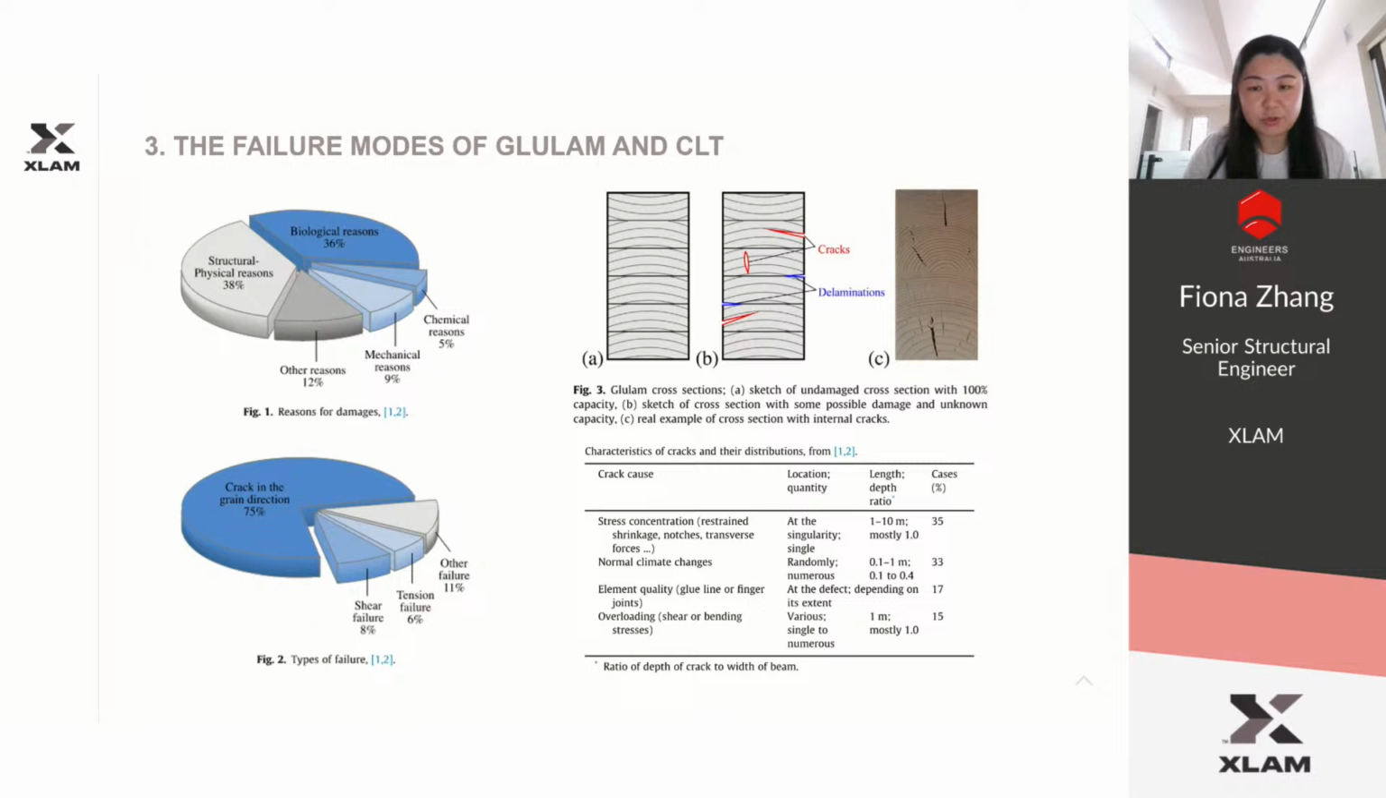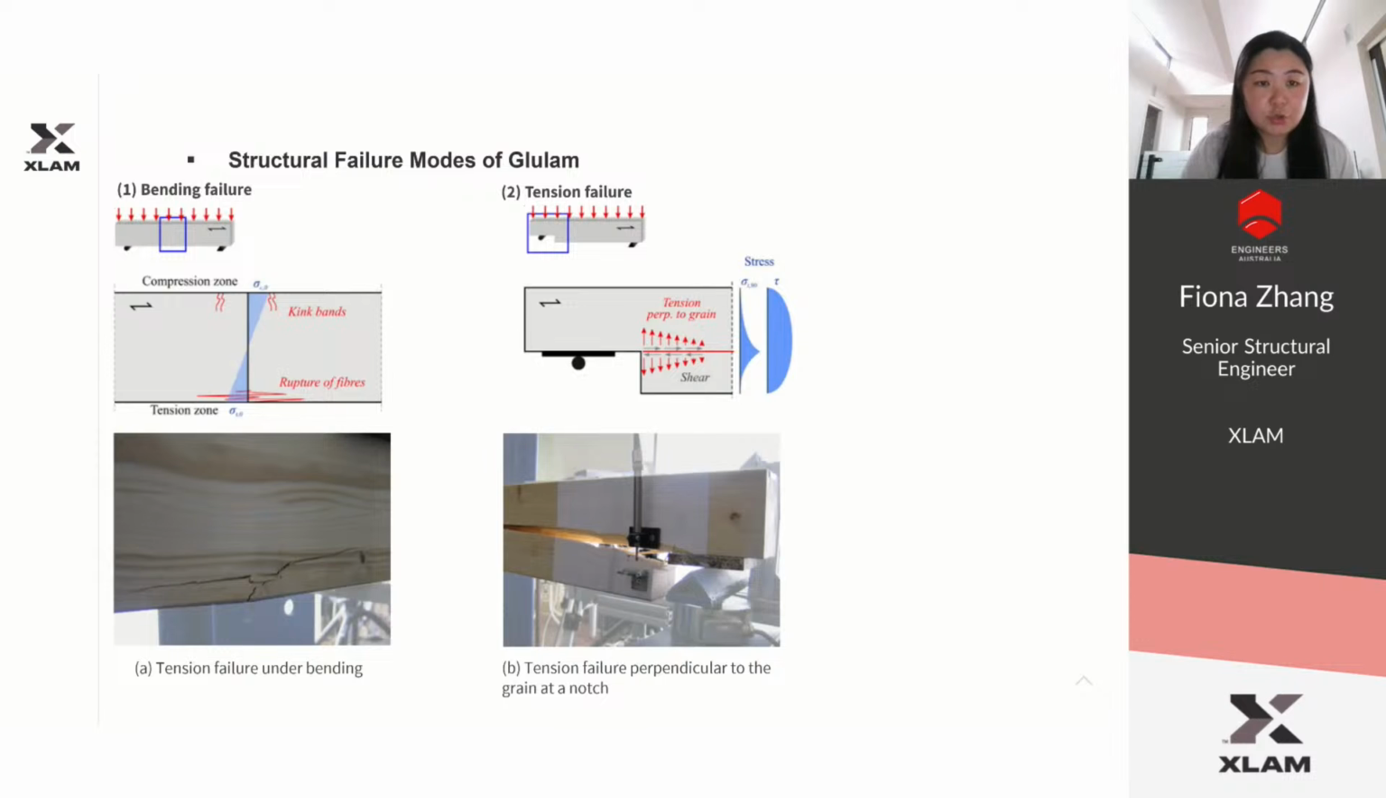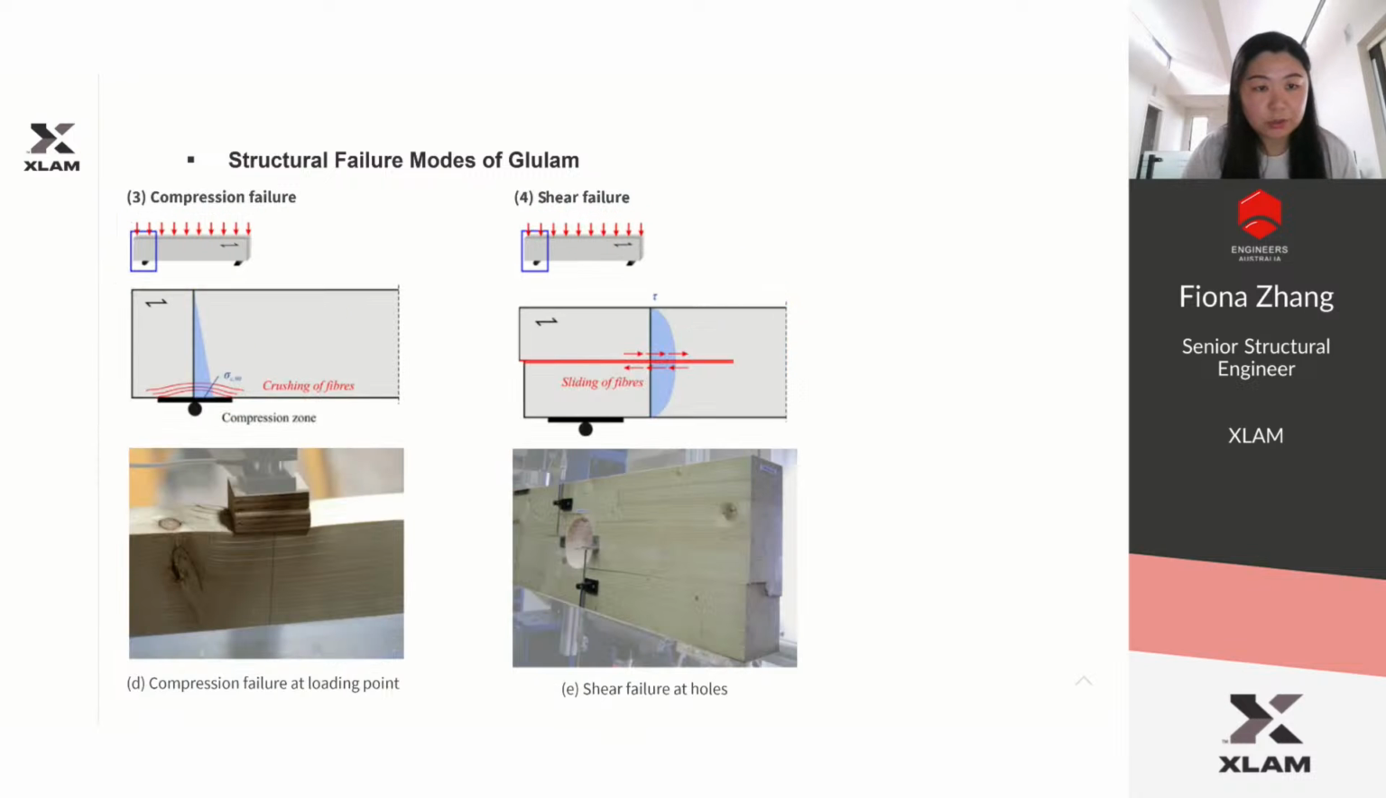Now let's focus on the structural failure modes of glulam and CLT. For the structural failure mode of glulam in bending, you can see the rupture failure along the bottom fibers. When it comes to tension failure, when it has a notch, you can see it opens up, with a tension failure or possibly delamination. The structural failure mode of the glulam under compression is crushing of fibers.